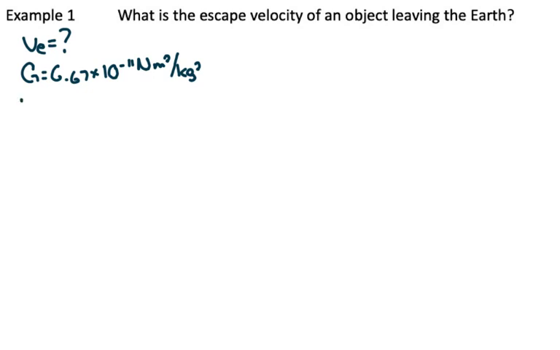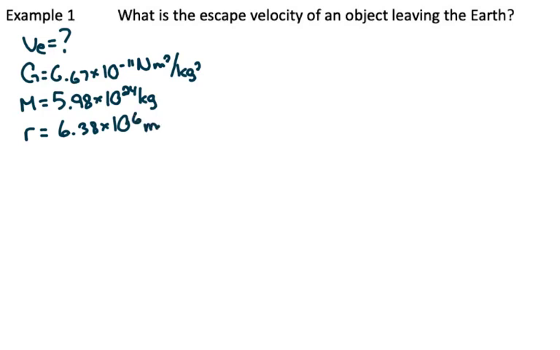The other two factors are the mass, not of the object, but of the place the object is leaving. That would be the Earth. Looking that up, 5.98 times 10 to the 24th kilograms. And we also need the radius of the planet we're leaving. That would be the Earth. Looking that up, 6.38 times 10 to the 6th meters.